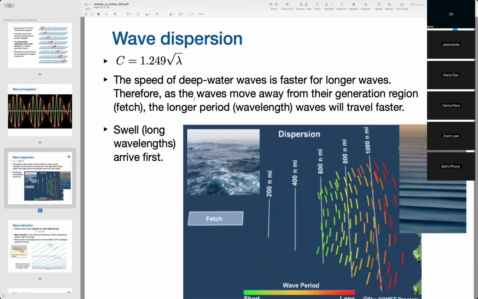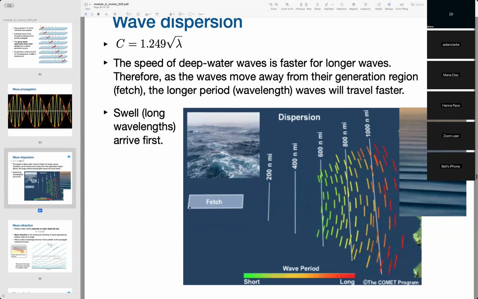We see this here. So if you now think of a situation where we have the generation of waves in the stormy areas where we develop a fully developed sea that has all kinds of wavelengths. So it has both the superposition of short wavelengths and long wavelengths. They're all bunched together. Now, once they leave the fetch areas, the longer wavelengths as part of this group, they will go faster than the shorter wavelengths.